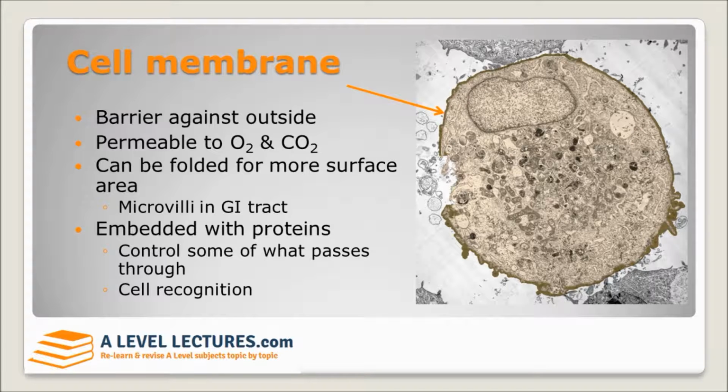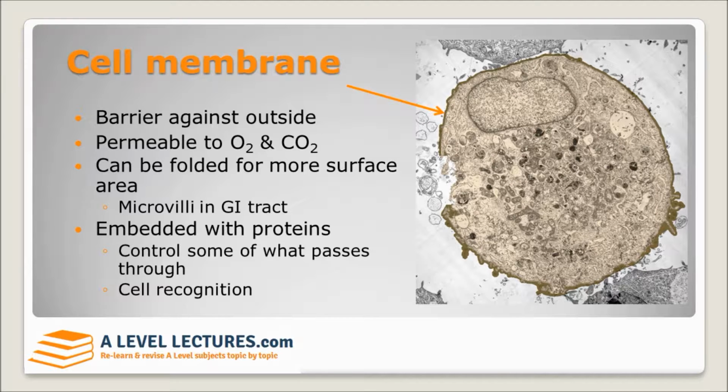But for other things, generally it's quite strict as to what comes in and what leaves, and that's controlled by proteins which are embedded into that cell membrane. So there's various proteins, and some are channel proteins to allow things in and out, but there's also other proteins embedded in there for things like cell recognition and other roles as well, receptors for example.